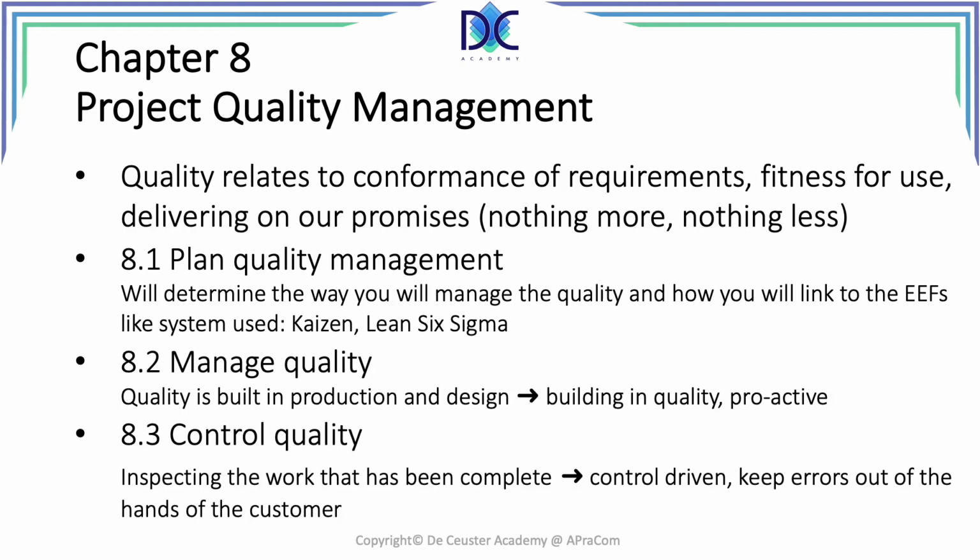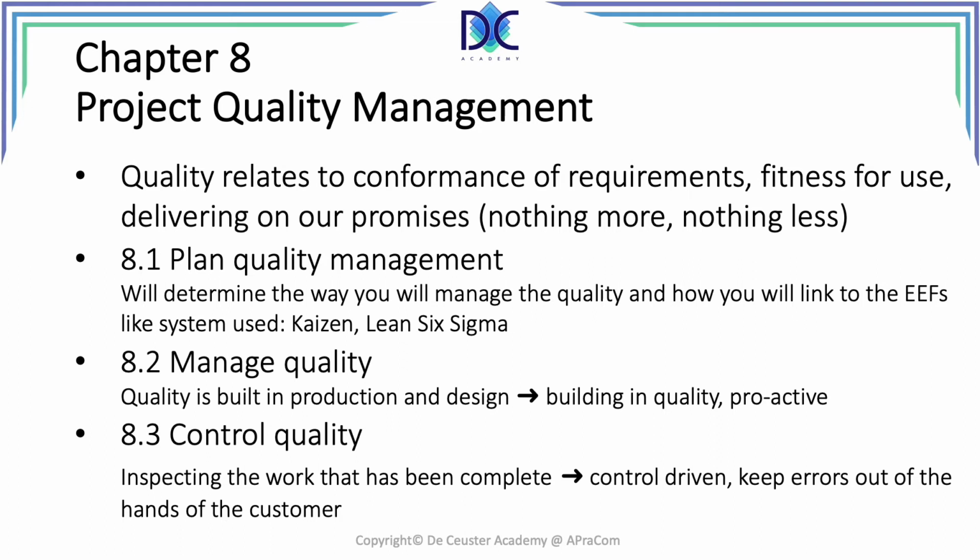We look at quality. We don't look at quality so much in our 10 steps, but we will come back to that. We look at the quality which is related to conformance to the requirements, fitness for use, delivering on our promises, nothing more, nothing less. We have to plan the quality management. What are the different elements? What are the systems that we are using? Are we using Kaizen, Six Sigma, Lean Sigma, other methods?